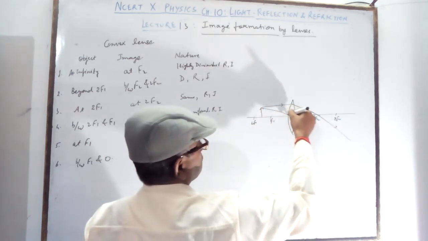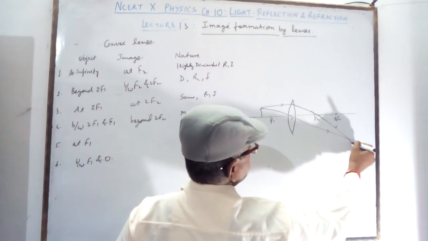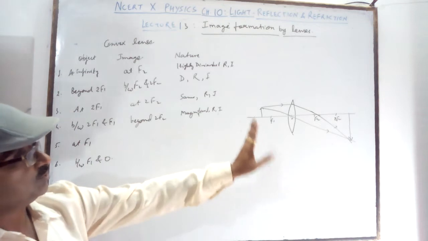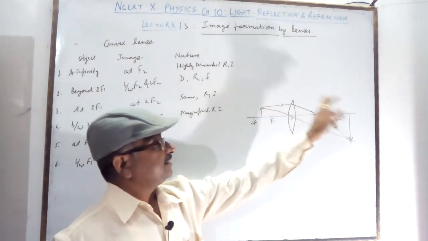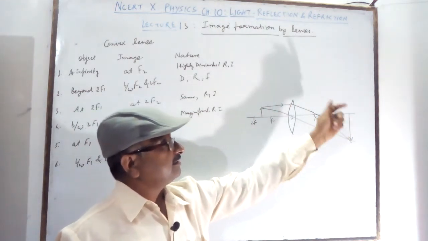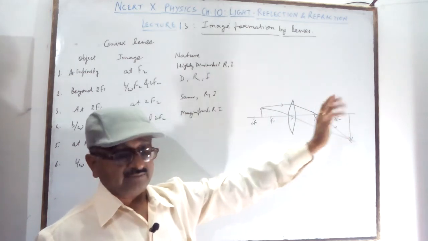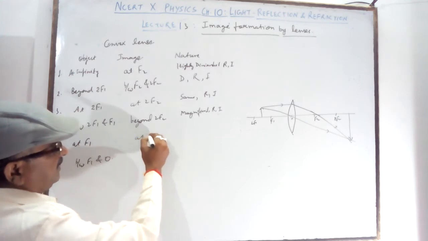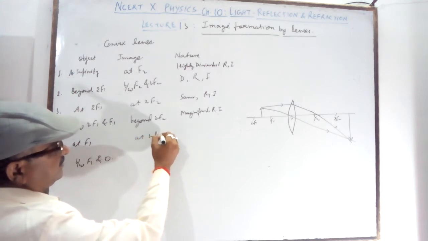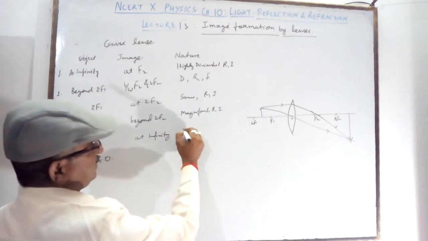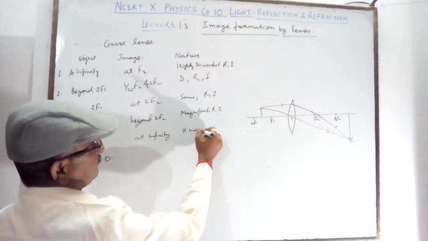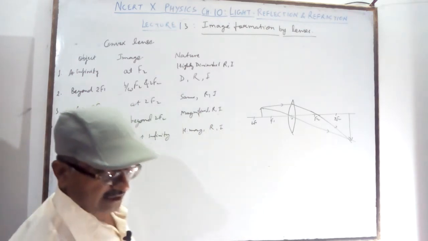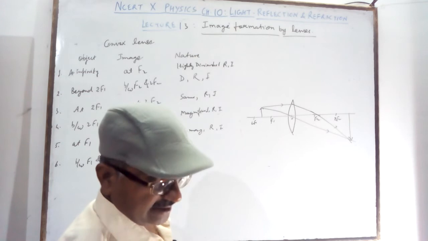When another ray is going, it is intersecting at this place, and you are getting the image beyond 2f2. Beyond 2f2: inverted, real and magnified. Magnified means large. At f1, the image is at infinity, highly magnified, real and inverted.